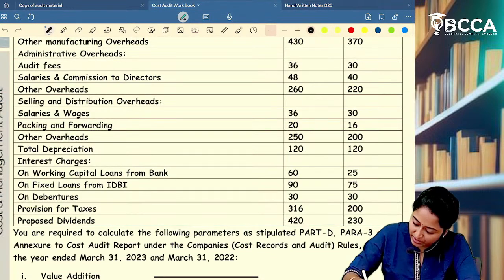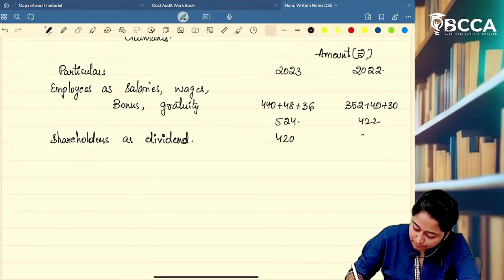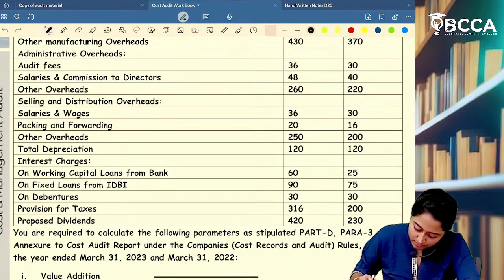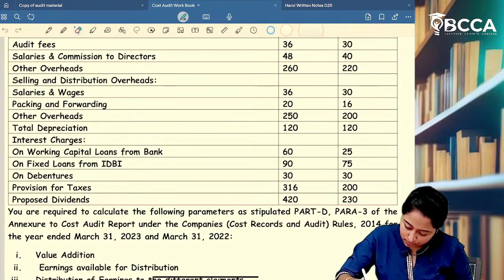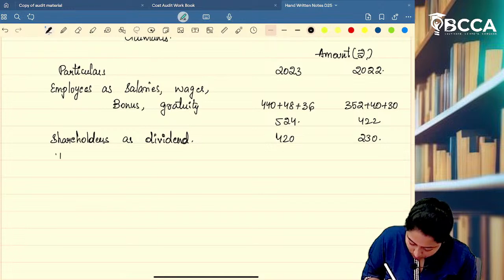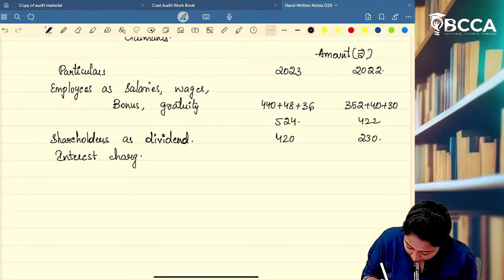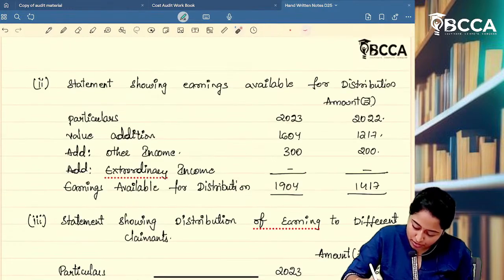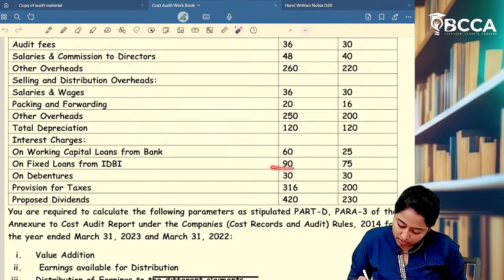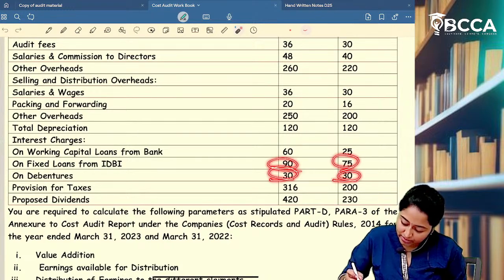How much is it? 420 and 230. And then interest: interest charges on fixed loans and on debentures. Interest on fixed loans are 90 and 75 and 30 and 30.